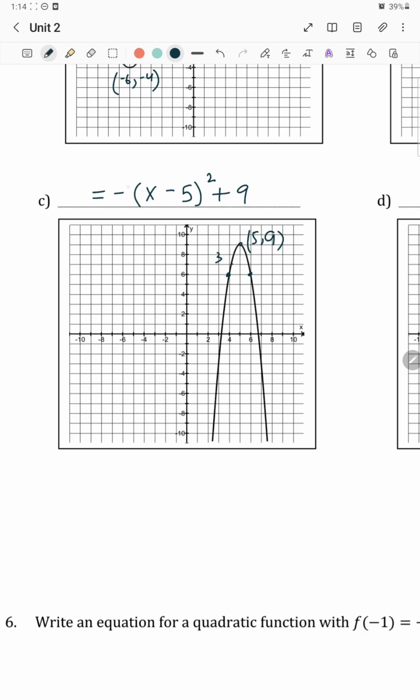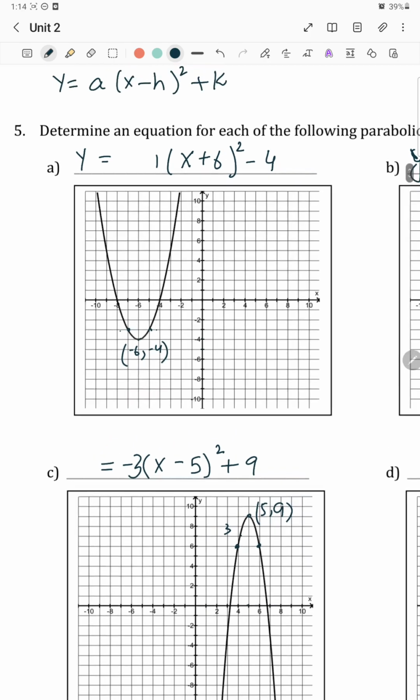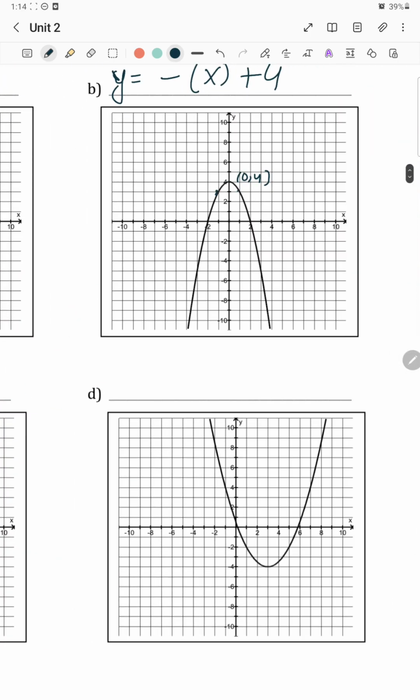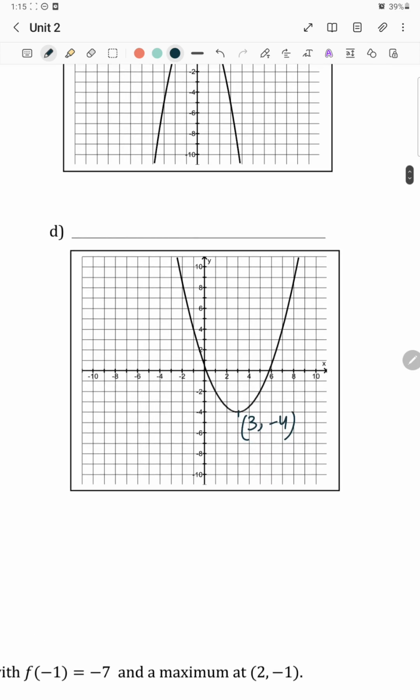Down it's 3. 1 and 1. Here it's 1. Here it's 1. Three minus 4. 3 minus 4 means x minus 3 minus 4. Upward means positive.